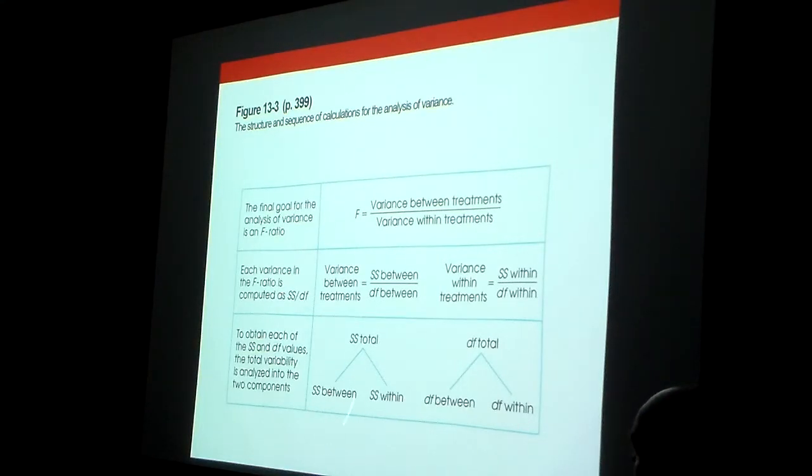So again, our goal is to calculate our F ratio. This is just our variance between treatments over our variance within treatments. And again, this is ANOVA, so variance just means differences, right? Differences between treatments over differences within treatments. Variance between treatments is just our sum of squares between over degrees of freedom, same thing with our variance within. This is giving us our sum of squares total, between and within, and degrees of freedom total, between and within. Everything sums nicely and is straight with the world.